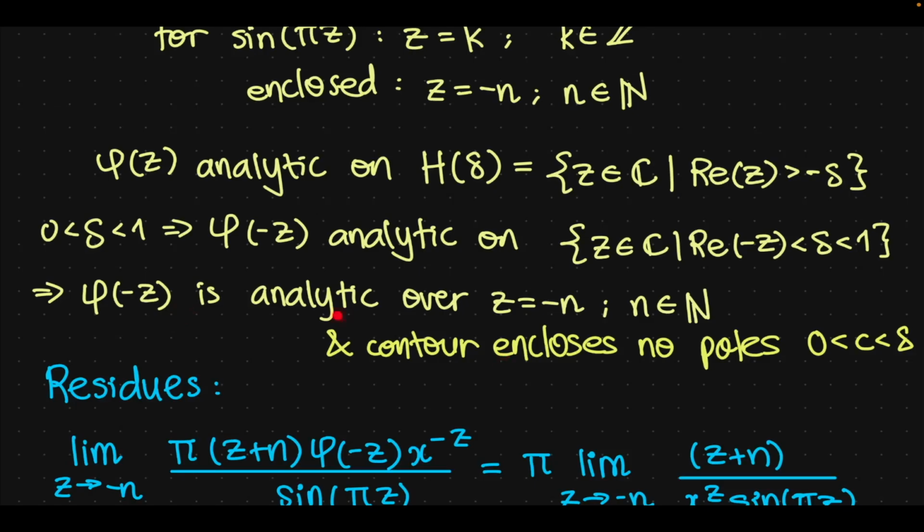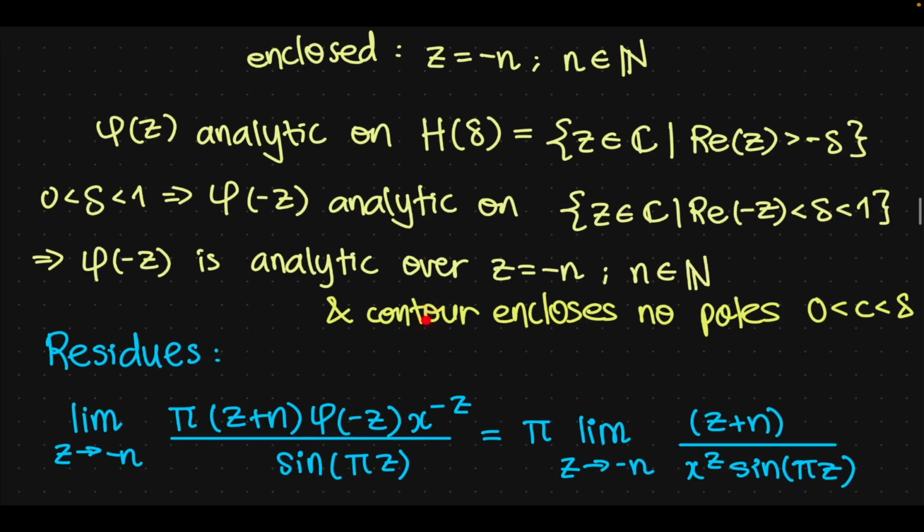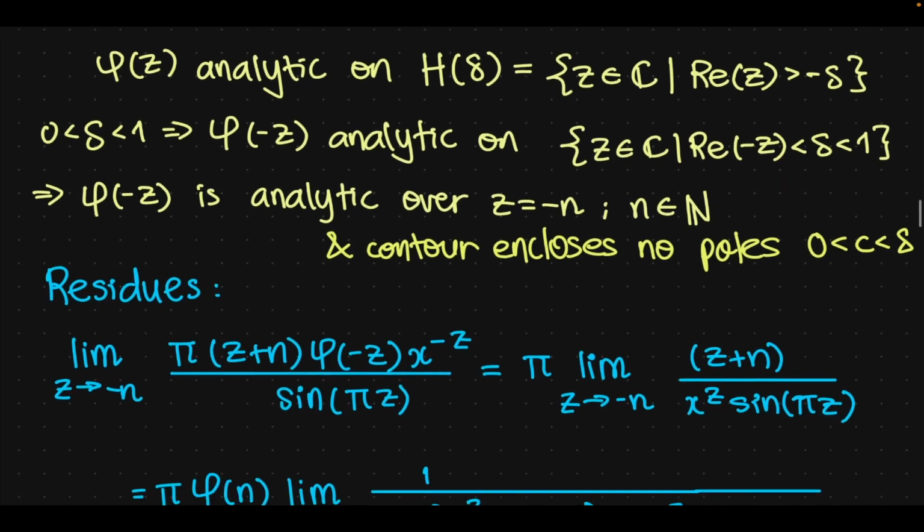And also, we're not going to have any individual contribution of poles from phi of minus z, because the contour encloses no poles, because c is between 0 and delta, which is less than 1. So our placement of c is such that it's less than delta, which is less than 1. And that's why we're pretty much analytic throughout, and even when we do the closure on the left side, we're still going to satisfy this. We're still going to be in the region of definition of analyticity for phi of minus z.